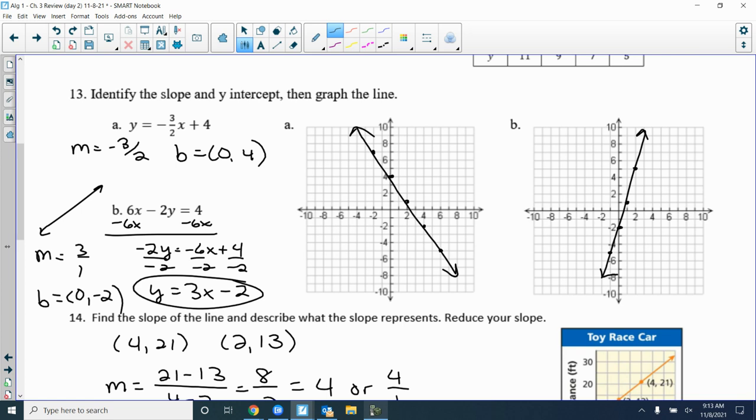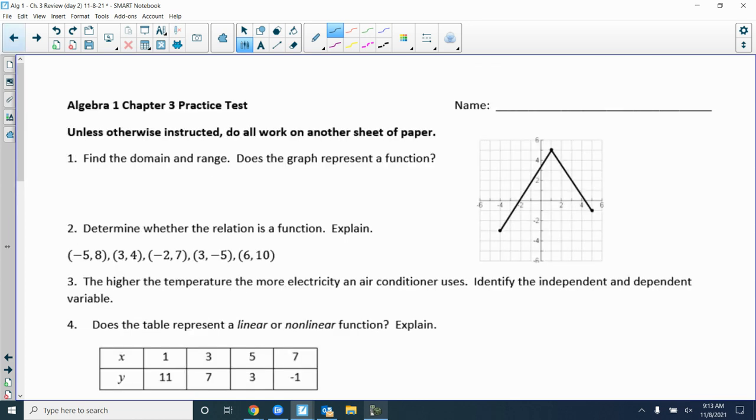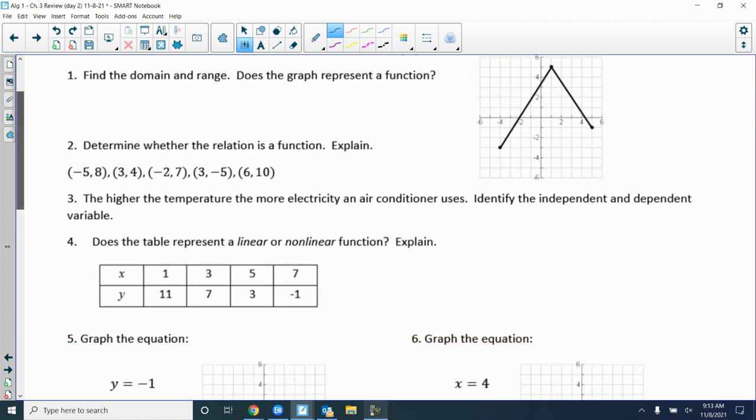All right, I want to make sure I cover those 3. You got all the answers in front of you. That doesn't mean you don't have questions. What questions do you have on any other problems? Okay, from the front. Make sure, number 3, independent versus dependent. The amount of electricity depends upon the temperature. Higher the temperature, you're going to use more. Temperature is the independent. Amount of electricity used would be dependent.